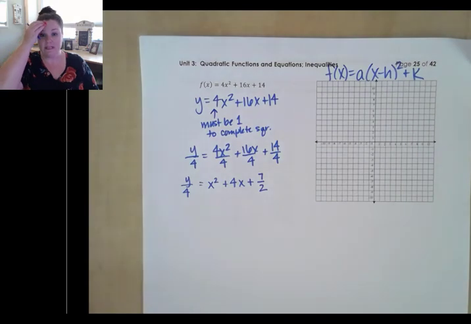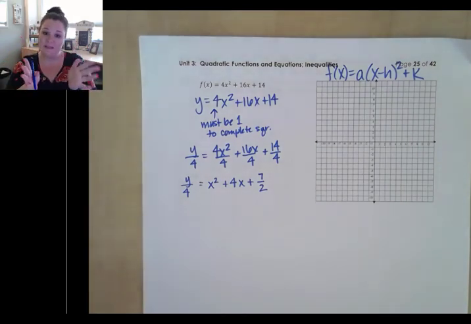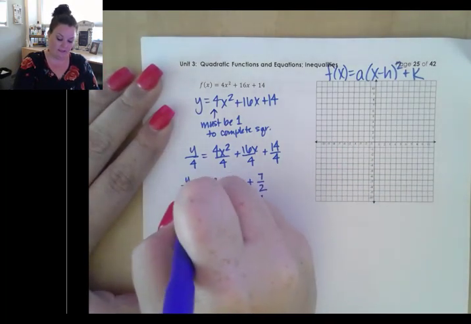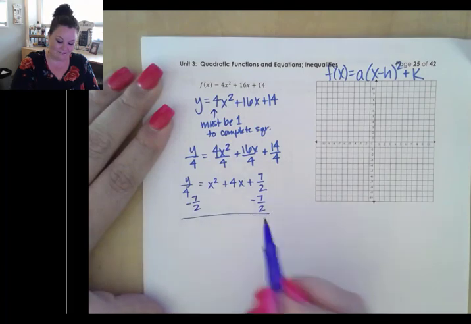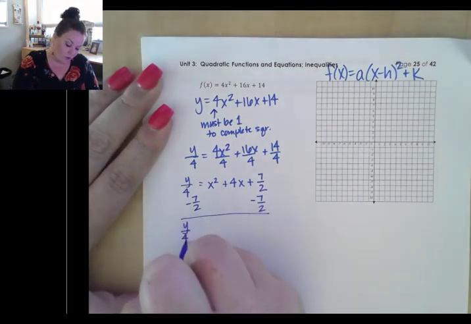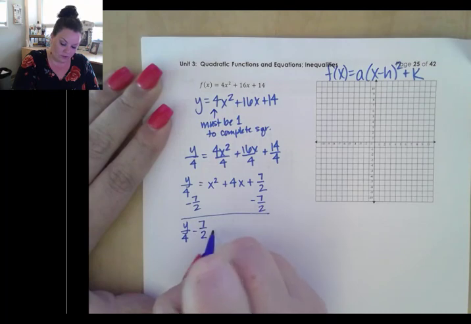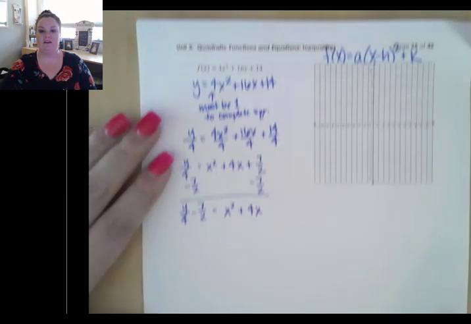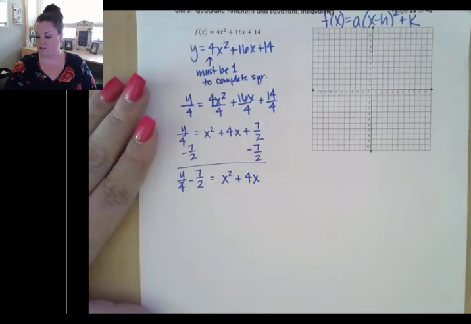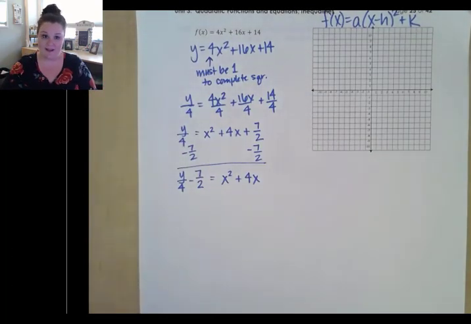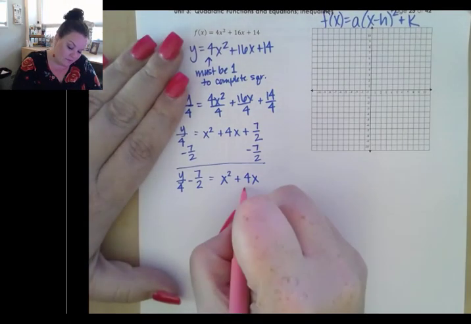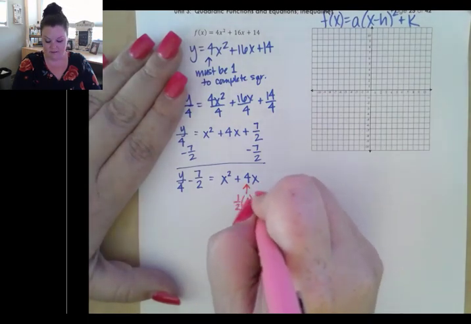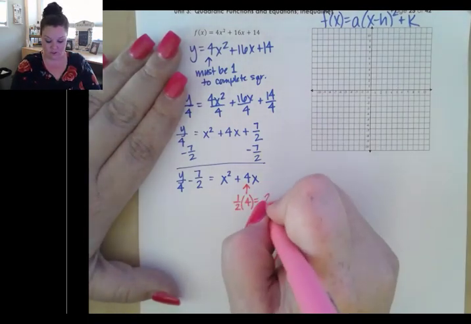Okay. Now when I'm completing the square, remember I only need the x squared term and the x term. So I'm going to move that 7/2 to the other side by subtracting, because I don't need its help, right? So I still have my y over 4. Now I have a minus 7 over 2 is equal to x squared plus 4x. So now that I have my x squared and my 4x term isolated, now I can go ahead and do my completing the square. So I'm going to look at that x term coefficient, and I'm going to take half of it. So half of 4 gives me 2.